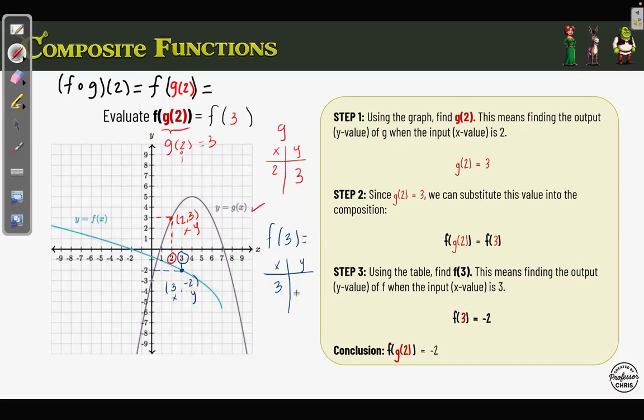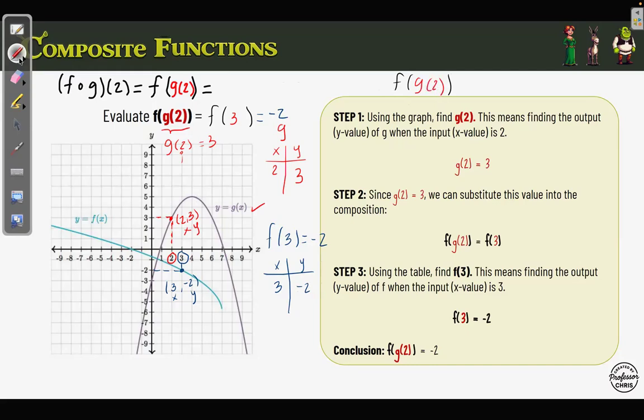So we can express this as a table. When x is 3, the y is minus 2. So f of 3 is equal to minus 2. And we can state that f of 3 is equal to minus 2. In reality, what we did is we found f composed with g of 2.